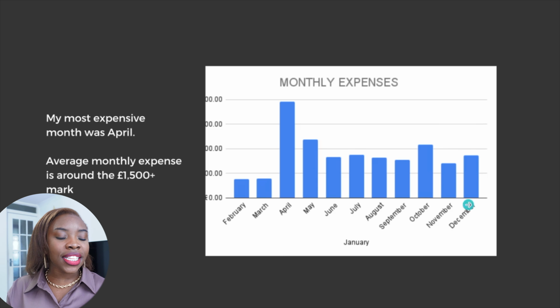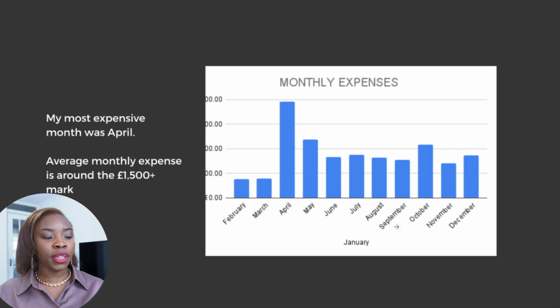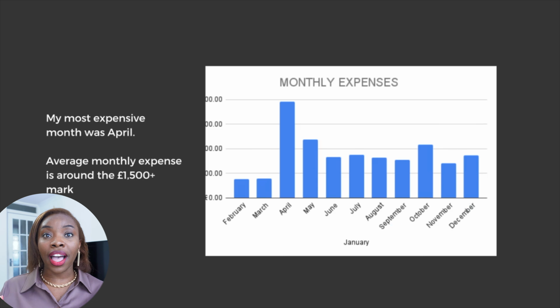So what we can see here now is my monthly expenses. This is just the expenses chart alone. My most expensive month was April. And that's why I really like this report, because I can see how I performed for each of the months in the year. So April, I spent a whole lot of money. And from doing this, I could tell that my average monthly expense was around £1,500 plus.